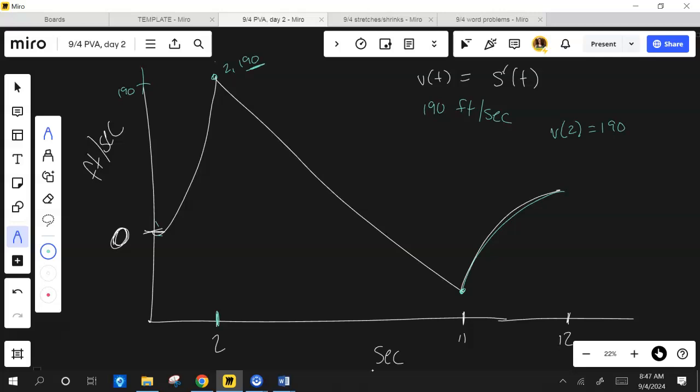How many seconds did the engine burn? 2. How do you know that? This is where it stopped, right? So it burned and then it stops. And that's when it starts.